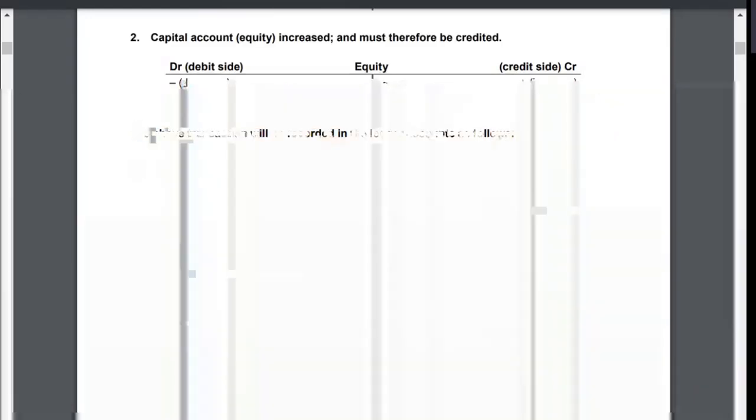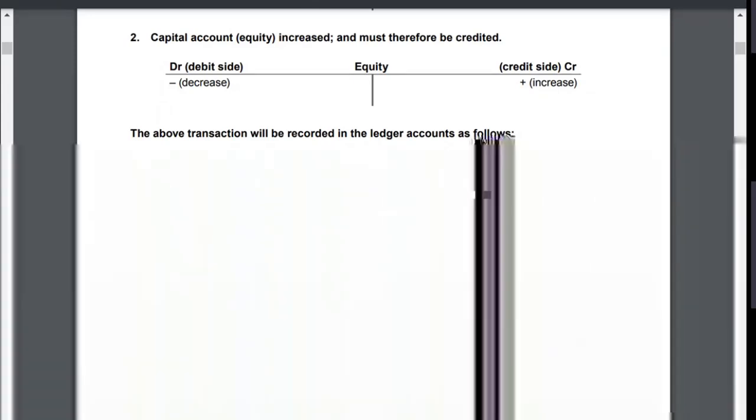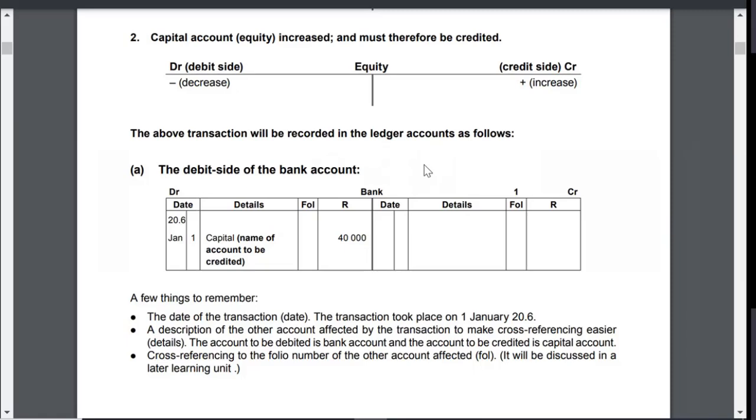Are you with me? Yes, this is the part that I need to understand the most. Any confusion? Yes. Any confusion that needs clarity?